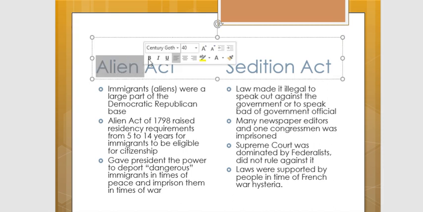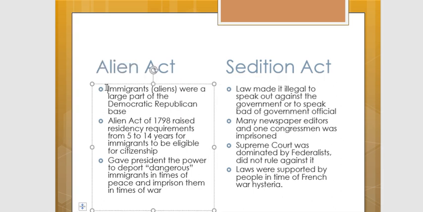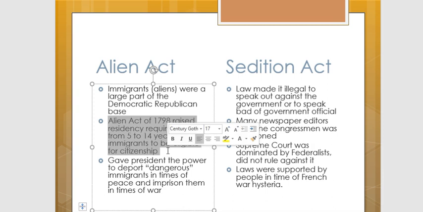Alien. Okay. Somebody not from here is an alien. Not necessarily somebody from outer space, but somebody not from here. So immigrants are aliens. And immigrants are a large part of the Democratic Republican base. A lot of immigrants supported Jefferson, supported the Democrats, and they were the ones that were into states' rights, no big federal government kind of thing. And the Alien Act of 1798 was geared at attacking that base so it wouldn't be as strong. And what they did was they raised the residency requirements from 5 to 14 years for immigrants to be eligible for citizenship.